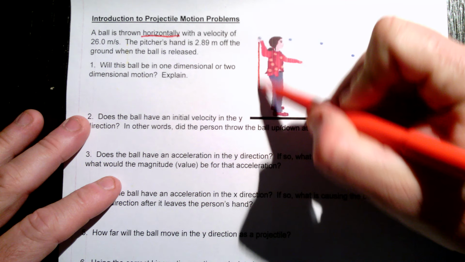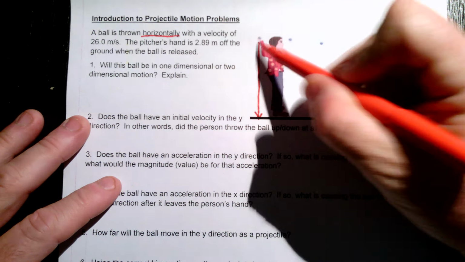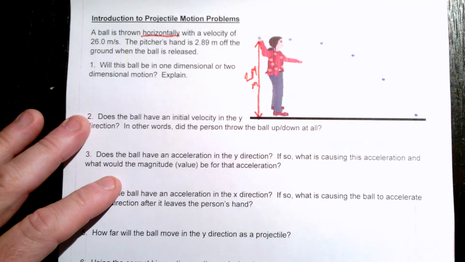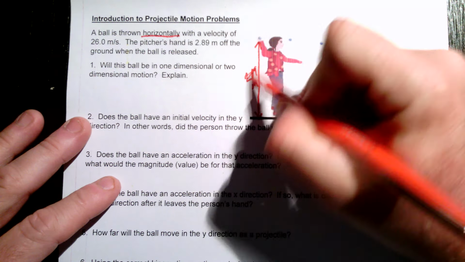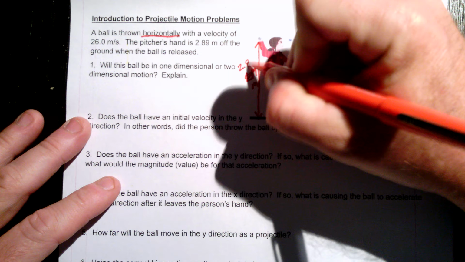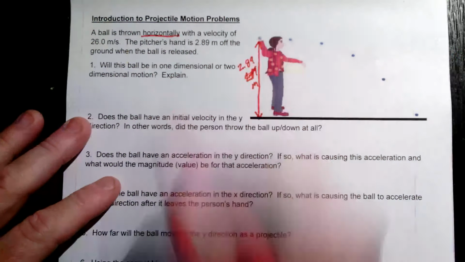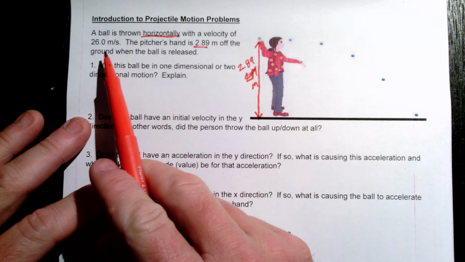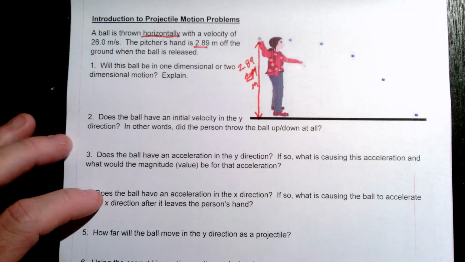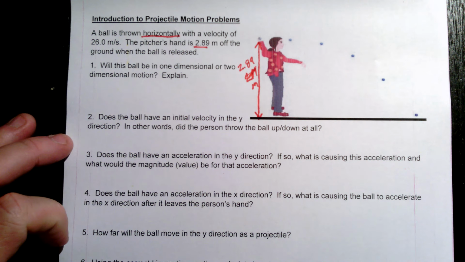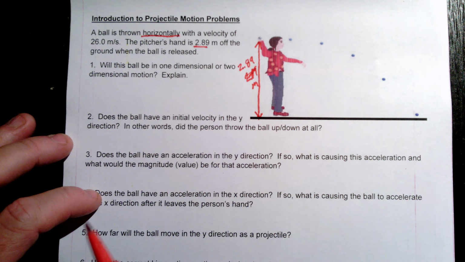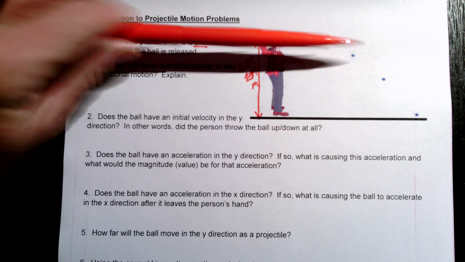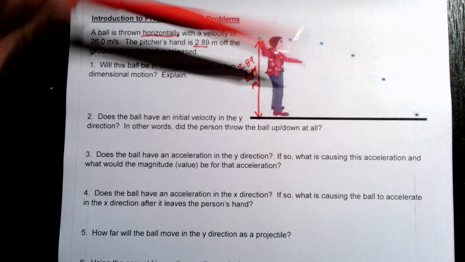I know that this height is 2.89 meters. I'm sorry, that's pretty ugly. 2.89 meters, because that's what I'm told here. I'm also given a velocity of 26 meters per second. Okay, well, if I'm throwing it horizontally, that means it's only going this way at first. I'm not throwing it up and I'm not throwing it down.